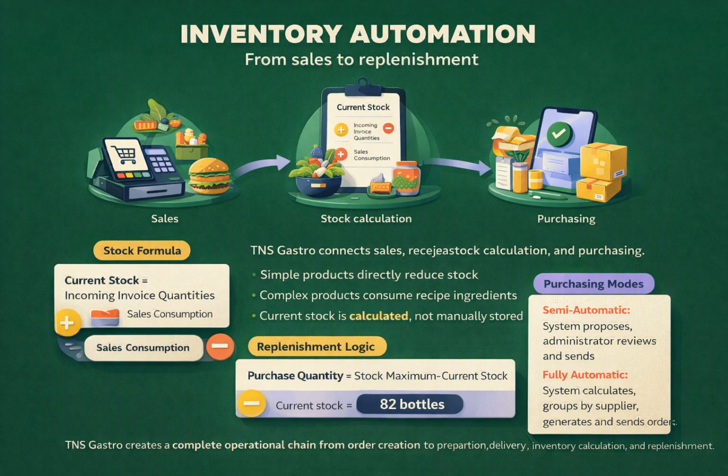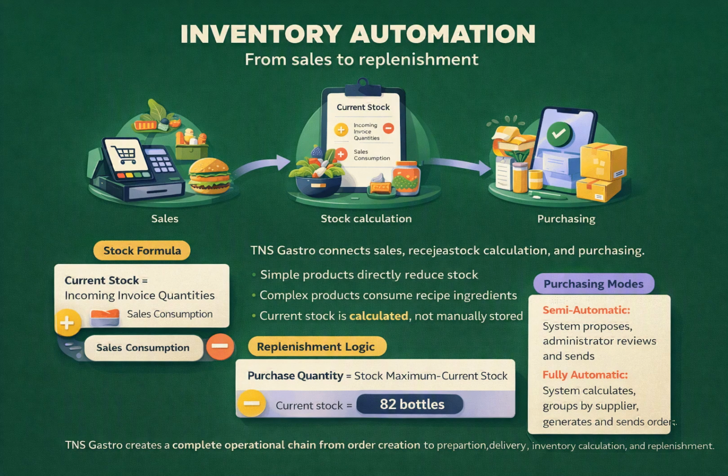In this mode, the system calculates stock levels, determines purchase quantities, groups products by supplier, generates purchase orders, and sends them directly to the suppliers without manual intervention. The purchasing mode is selected by the TNS Gastro administrator according to the partner's operational requirements. The purchasing process does not end when a purchase order is sent. When the supplier delivers the goods, the restaurant creates an incoming invoice.